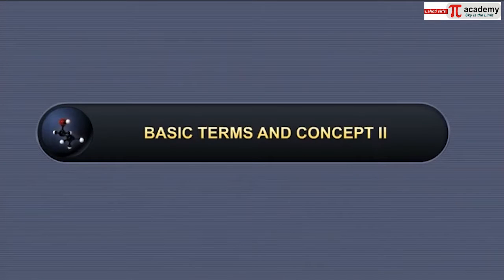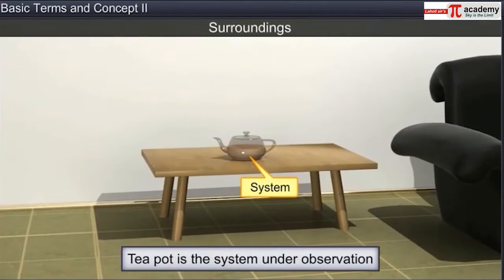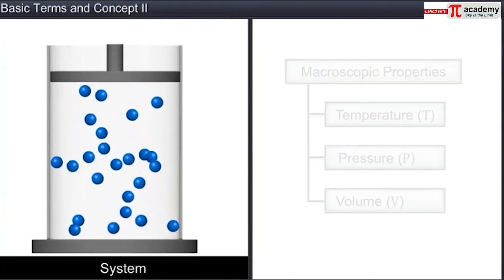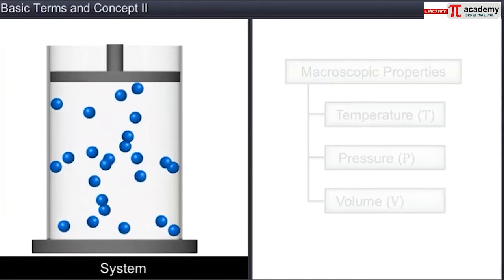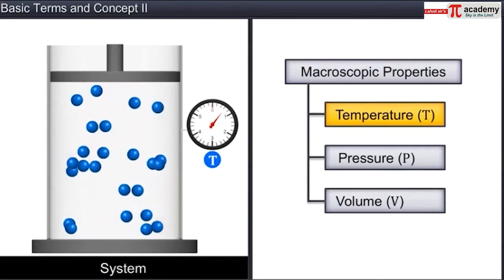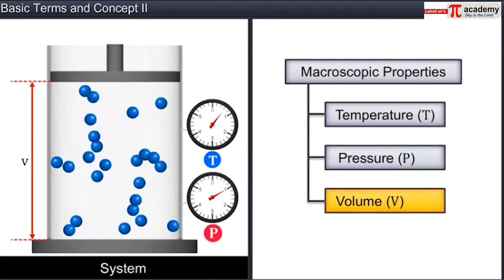In this module, you will learn about the state of a thermodynamic system. You have learned that a system is a part of the universe in which observations are made. In order to make these observations, it is important that we know the state of the system. By state of a system, we mean the condition of the system in terms of measurable, macroscopic properties such as temperature T, pressure P, and volume V, to name a few.